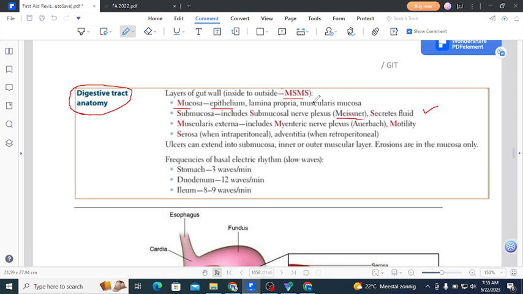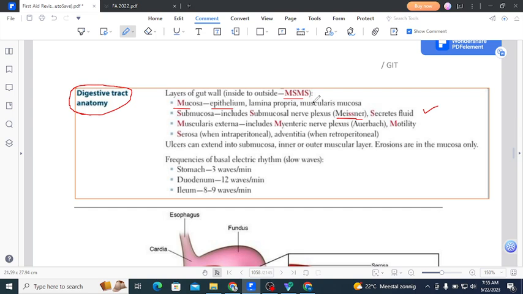So what is the function of mucosa? Mucosa is the part of the GIT that is responsible for secretion of a lot of things. Like the mucus will be secreted from the mucosa, the HCl will be secreted from the parietal cells which are a part of the mucosa and stuff like that. So the mucosa is responsible for secretions.